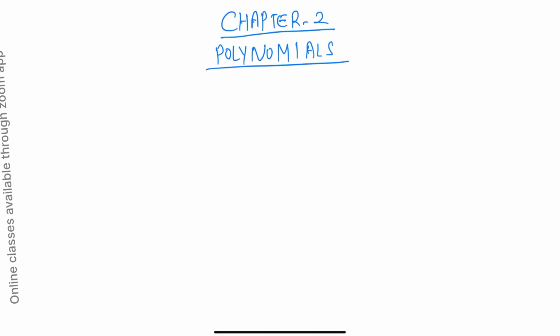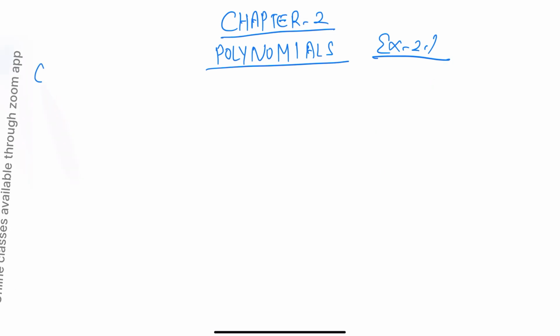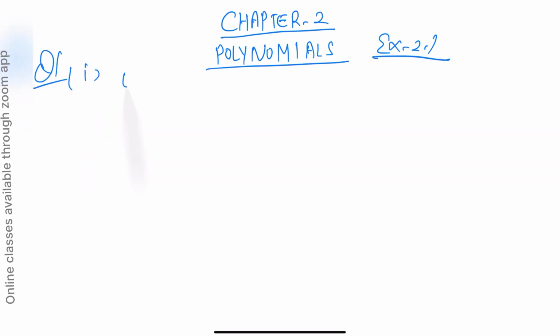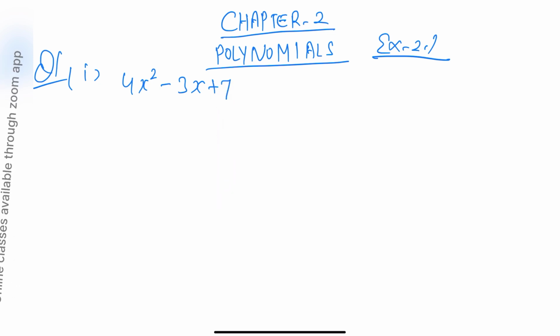Dear students, today we will do chapter 2 polynomials. This is exercise 2.1. First question is in which we have to find which are polynomials in one variable and which are not, and state reasons for your answer. This is exercise 2.1, question number 1, and first part is 4x square minus 3x plus 7. We have to find whether it is a polynomial in one variable.